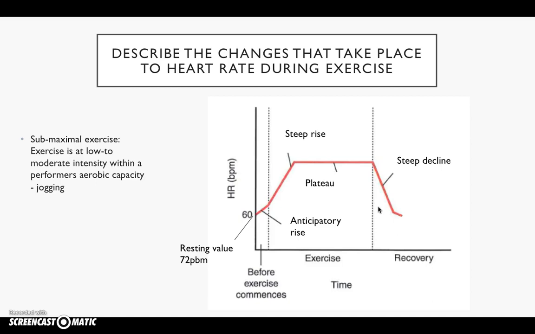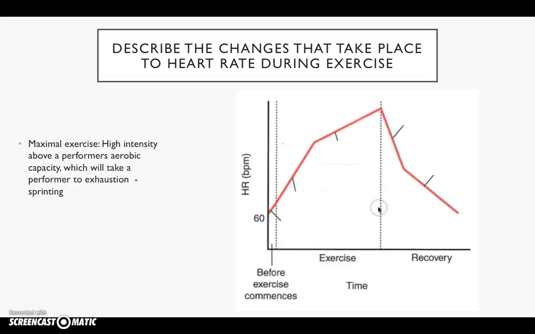Then point 5, which is point 6 on your notes, a steep decline, and that is because oxygen debt has been repaid. Now, during maximal intensity exercise, we need to talk about the difference with regards to maximal and submaximal. So first of all, what is maximal? It's high intensity work above the performer's aerobic capacity. It will take a performer to exhaustion. So for example, sprinting. So now we're going to look at what happens to our heart rate if we are doing flat out high intensity work that will take us to exhaustion.